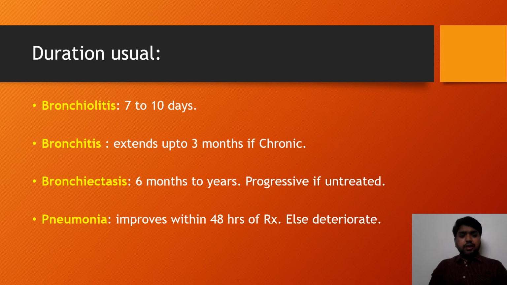So, duration of illness. For bronchiolitis, as we told, it is self-limiting, some 1 week, 7 to 10 days. Whereas bronchitis can extend up to 3 months, which is called chronic bronchitis. And bronchiectasis can last from 6 months to years together. It is progressive. If untreated, it causes permanent dilatation, and you cannot get it back once the child goes into the so-called cystic dilatations and tram track appearances on X-rays. They are all irreversible, and it is progressive. And pneumonia usually improves within 48 hours of treatment, otherwise it deteriorates. If you don't treat it, the child develops complete systemic manifestations, goes into septicemia or shock, anything.